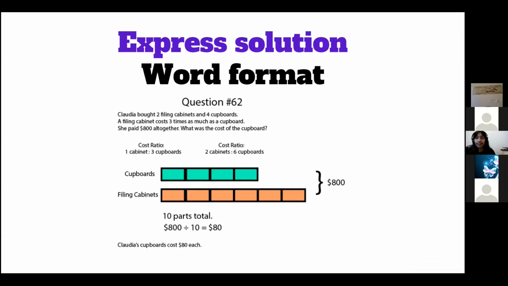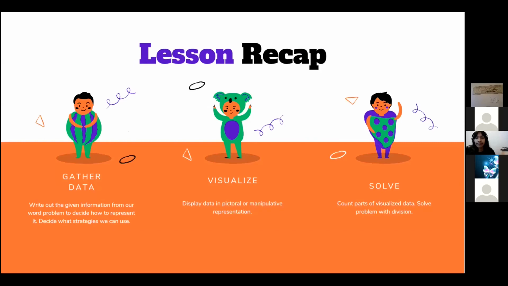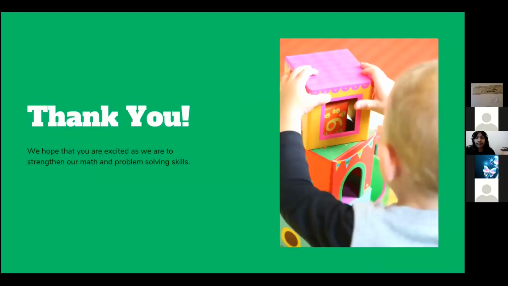And so we can solve questions like that. We express it in a word format because it was a word question. So to recap what we did there, we gathered data, we wrote out our given information to decide what the problem is and how to solve it. Then we visualized it so that we can better explain it and understand it. And then we decided which strategies to use, and we solved it. So that is the Singapore math grades 3 and 4. And I didn't set my timer, but thank you very much.